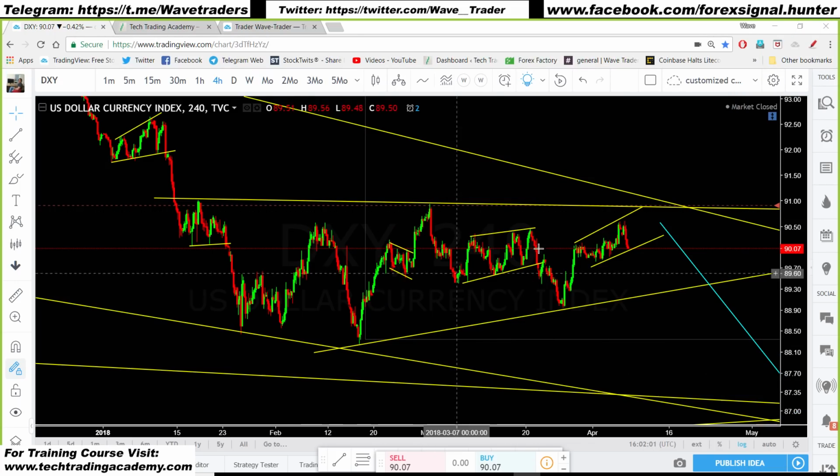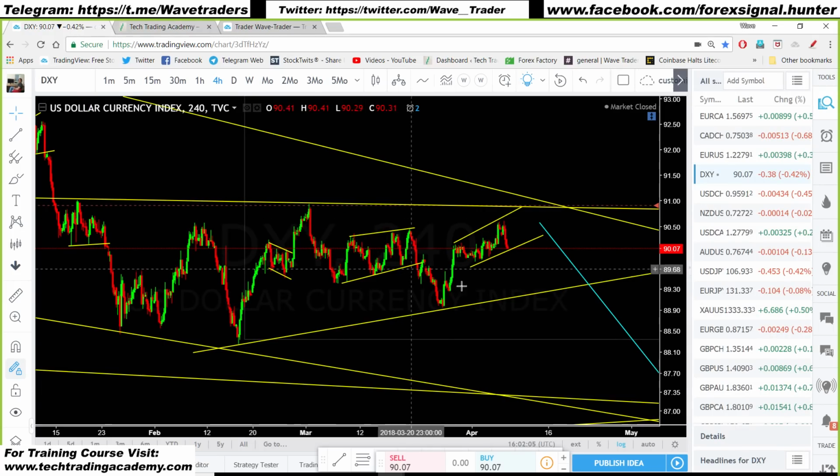So we are still in a sideways market. Look for short-term sell or medium-term. You guys can sell for new low on the dollar index.